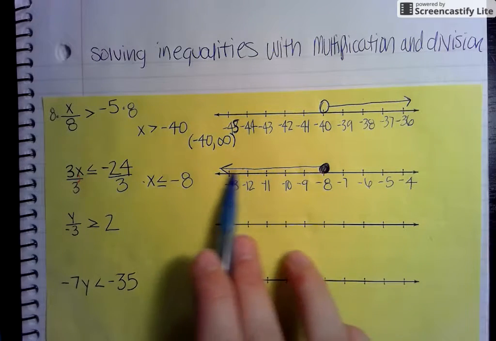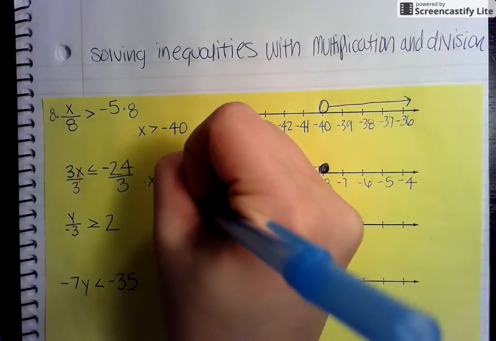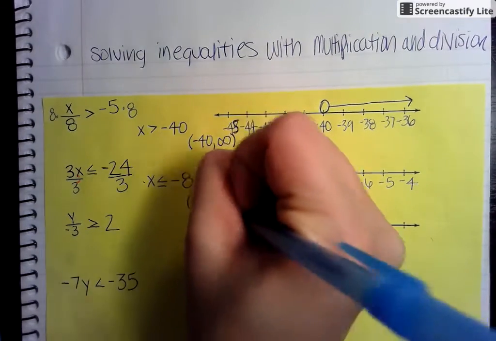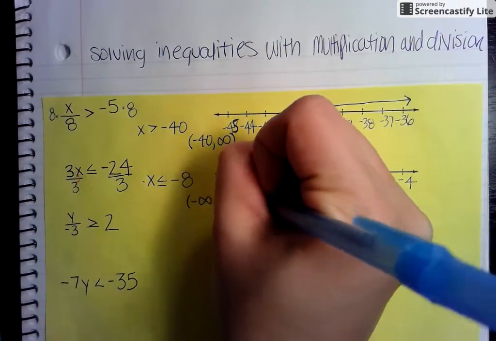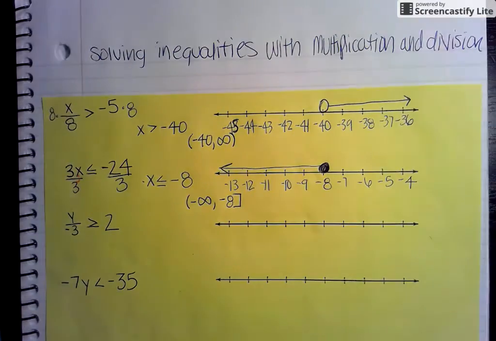So I want to write my interval notation, and I want to read it left to right. So because it's going towards more negative numbers, we're going to do a parenthesis, negative infinity, comma. Now, because it's a closed circle, we're going to write negative 8 and then use a bracket for the interval notation.